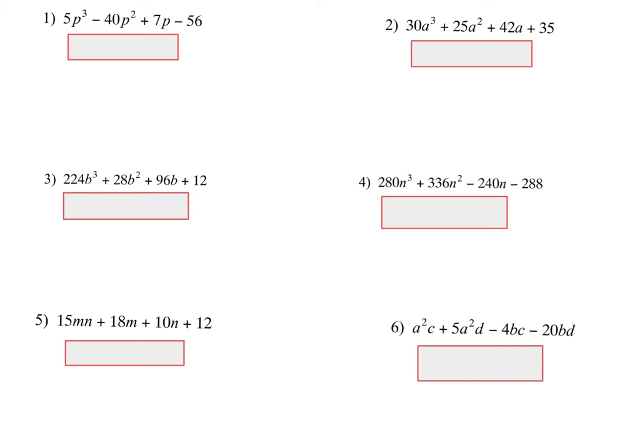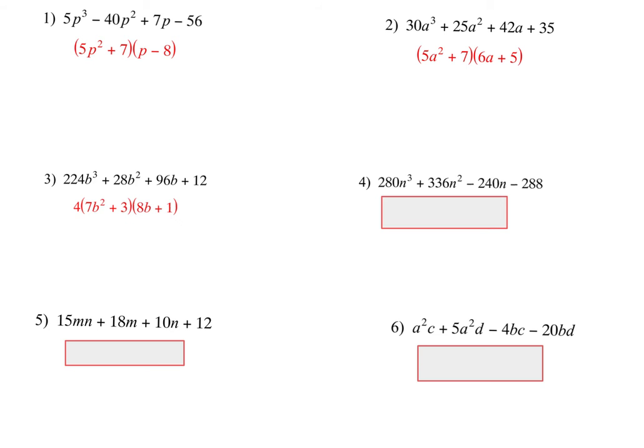All right, so for the first one, 5p cubed minus 4p squared plus 7p minus 56. You should have gotten 5p squared plus 7, p minus 8. Number 2, 5a squared plus 7, 6a plus 5. Number 3, 4 was your common factor, and then you have 7b squared plus 3, 8b plus 1. 8 was your common factor, 7n squared minus 6, 5n plus 6.